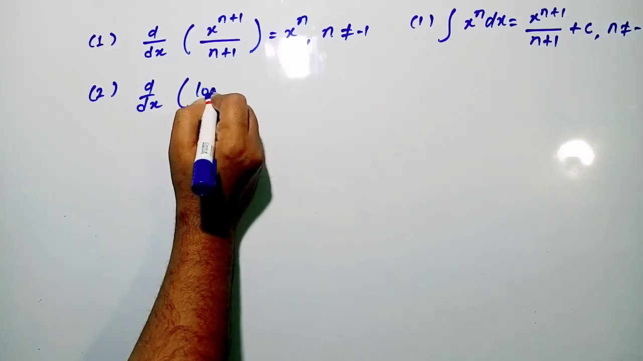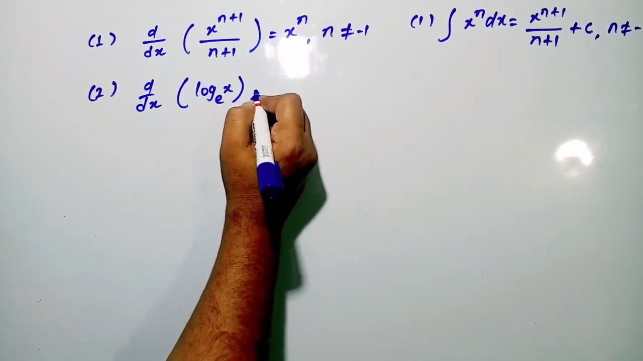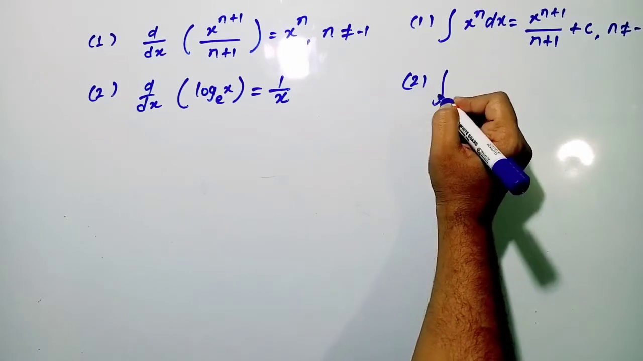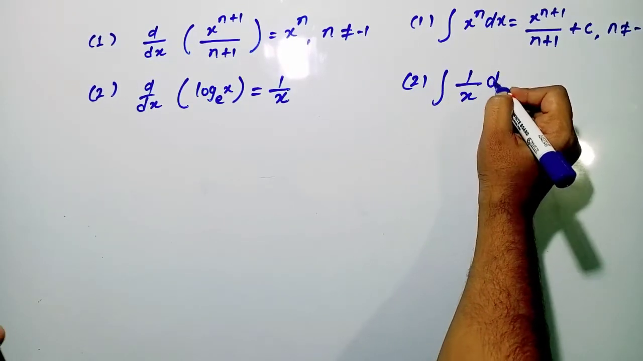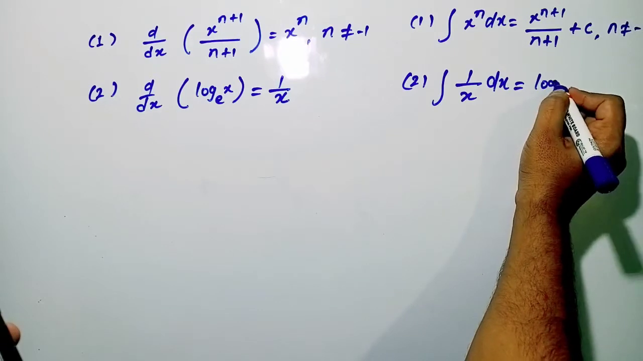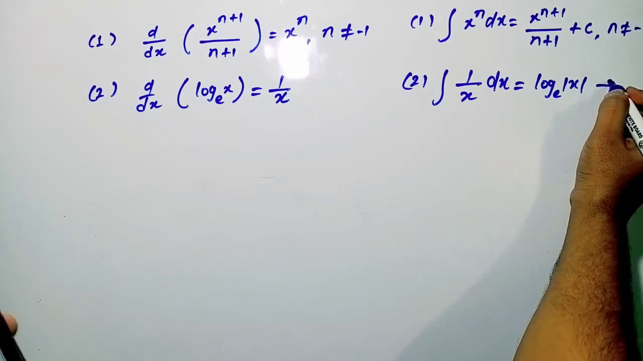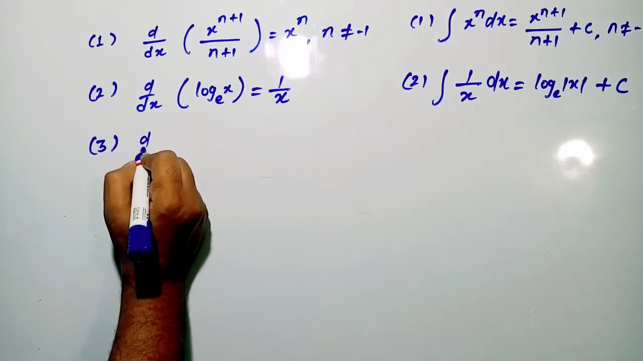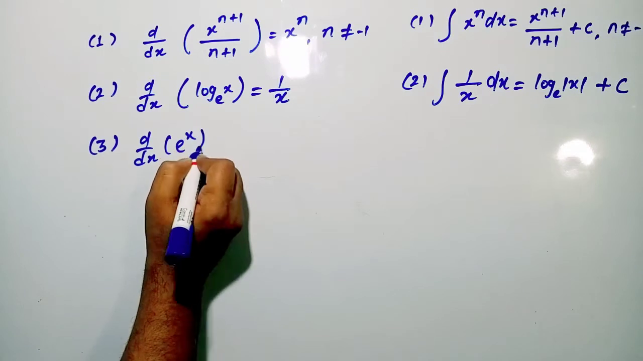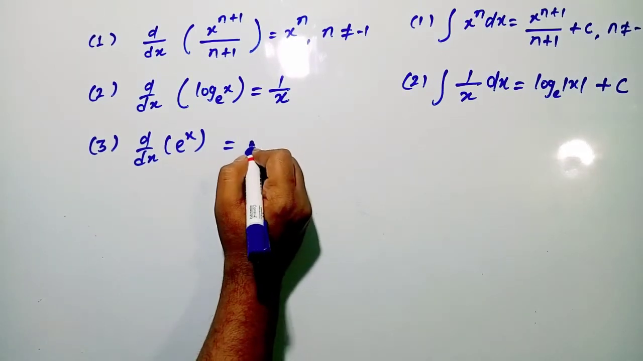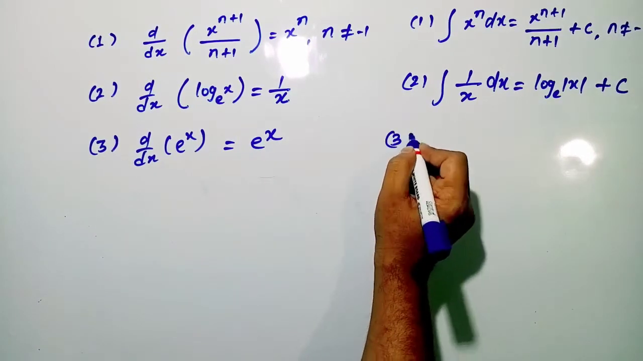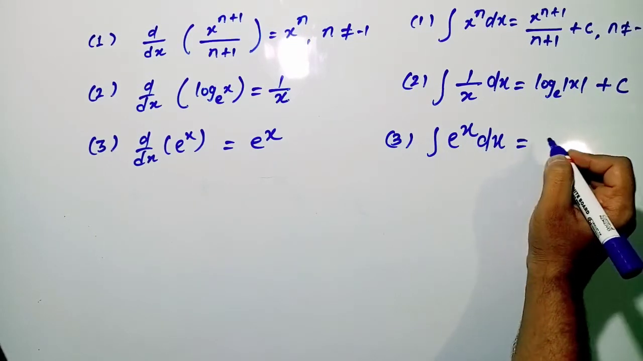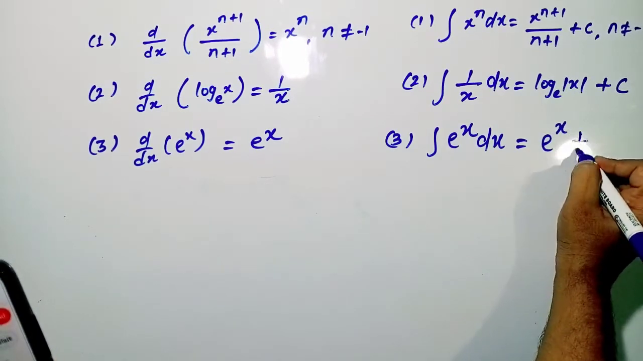Differentiation of log e to the power x, we get 1 upon x. So the integration of 1 upon x dx is log modulus x plus c. Third, differentiation of e to the power x gives e to the power x, and integration of e to the power x dx is equal to e to the power x plus c.